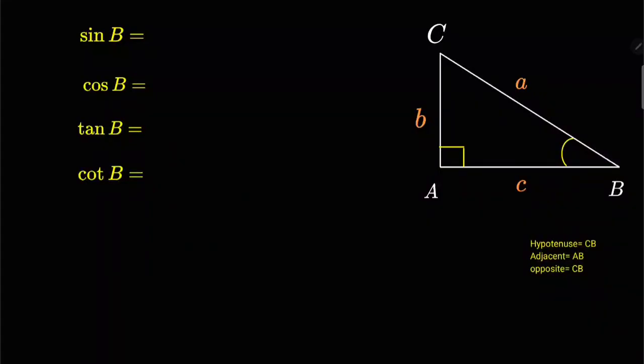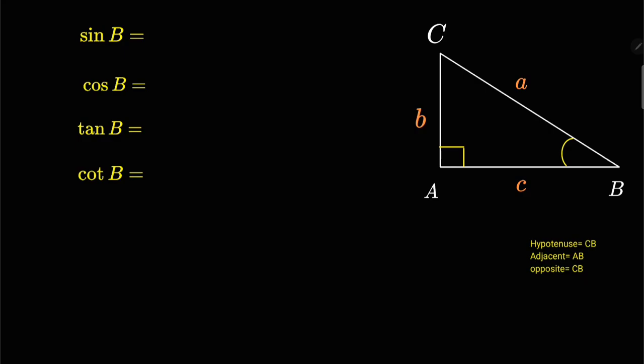In the right triangle ABC, A is the 90 degrees angle, CB is the hypotenuse, and AB and AC are the right sides of the triangle ABC. So how do we define the trigonometric ratios of one of the angles of the triangle ABC? In our case, we will define the trigonometric ratios of the angle B.